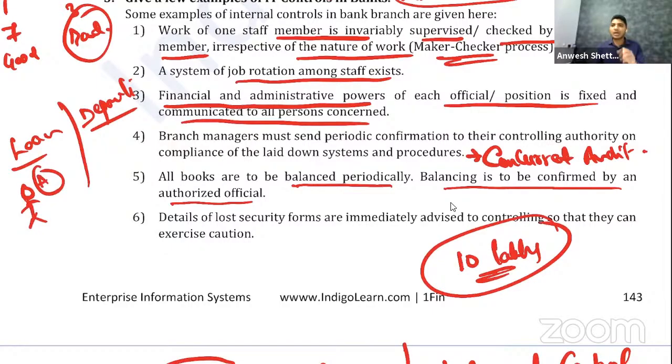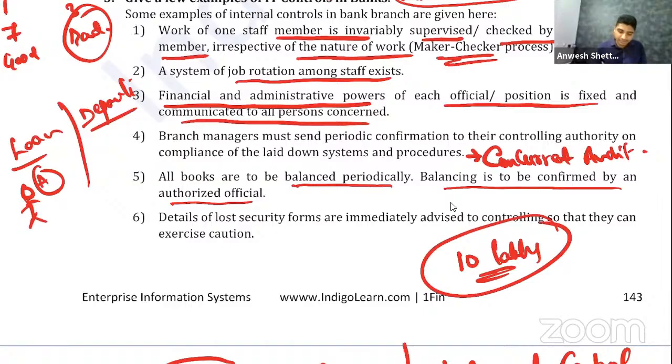One bank thought that another bank has to pay them so much money, but the other bank thought they did not have to pay any amount to the first bank. So this should not be done. There should be proper balancing. Inter-branch balancing should also happen on a regular basis.